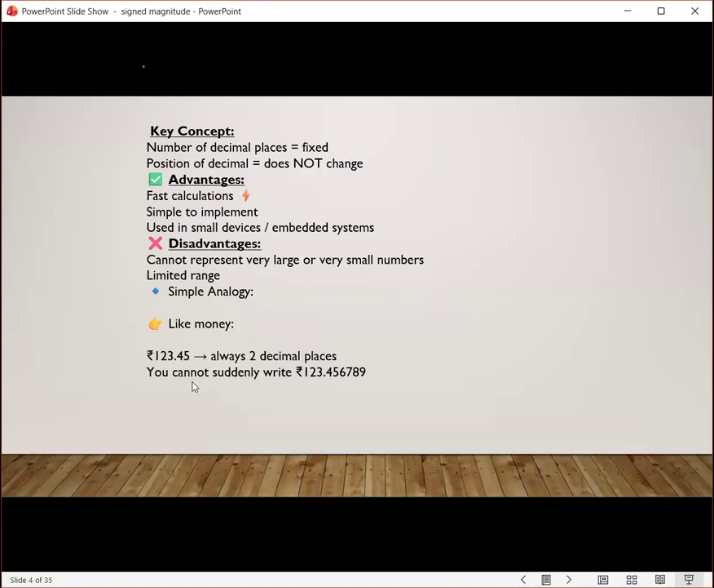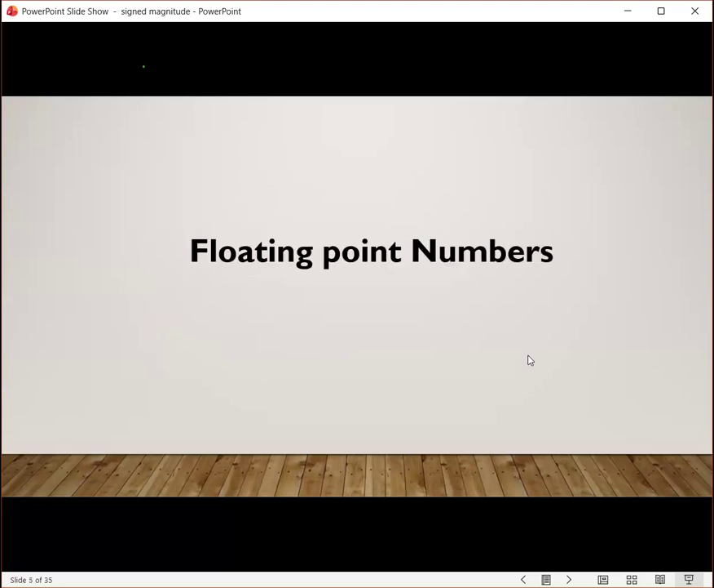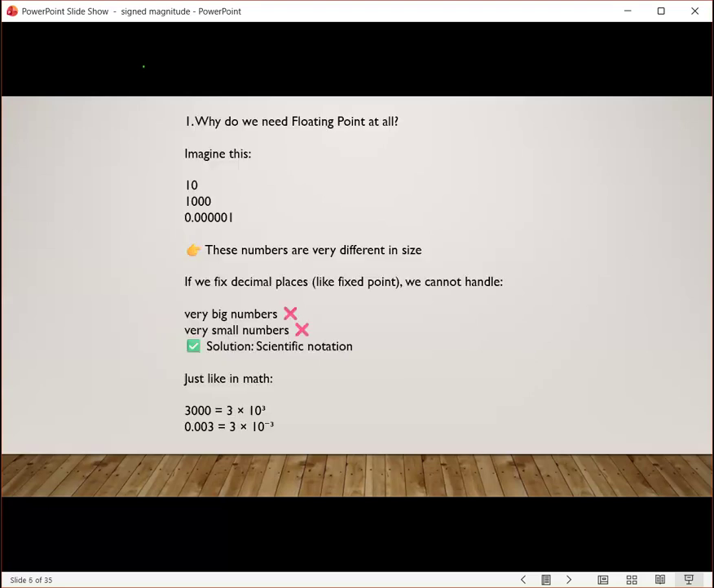For example, money: when we use money, 123.45, we always use two decimal places. But you cannot change the decimal positions like this. This is not possible using fixed point numbers. That's why floating point numbers were used. So why do we use a floating point at all?